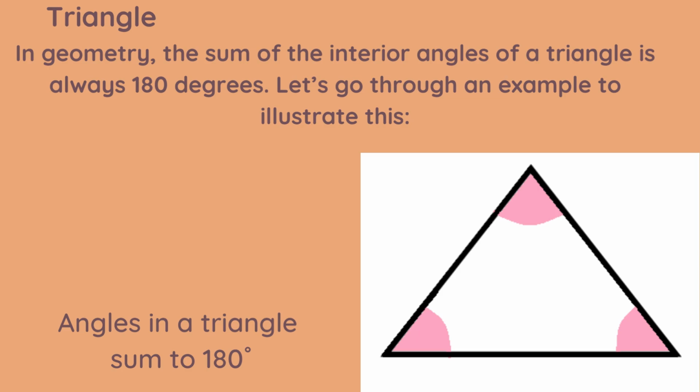Example. Consider a triangle with angles measuring 60 degrees, 70 degrees, and 50 degrees. To verify that the sum of these angles is 180 degrees, we add them together. 60 degrees plus 70 degrees plus 50 degrees equals 180 degrees.